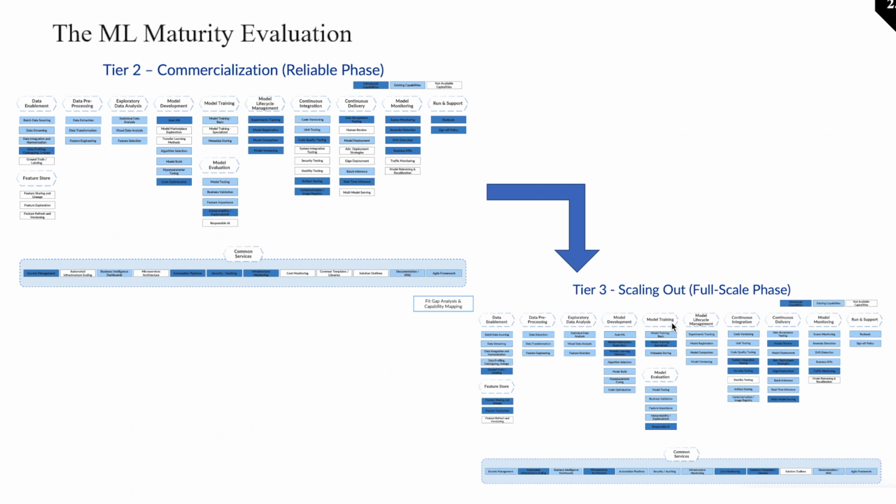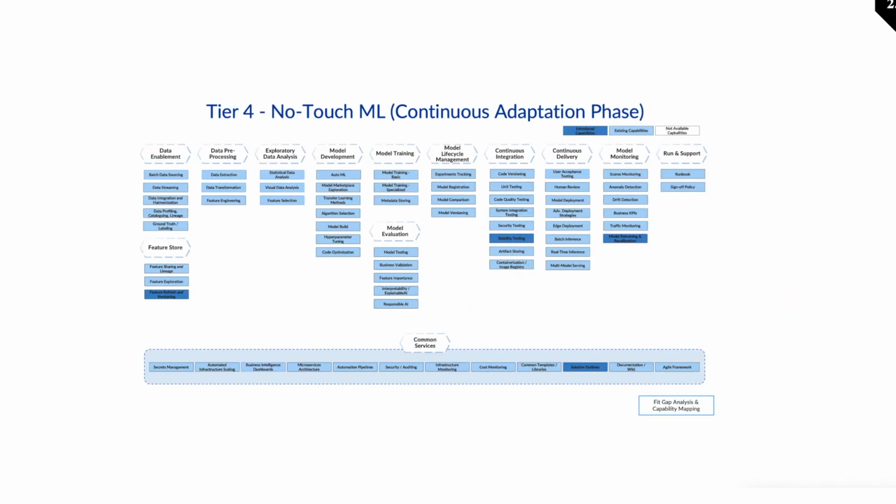So scale out phase is, if you see, a lot of this is done. Probably there's little less automation. We didn't talk about explainability and reliability and bias and fairness of the models, but on the whole, the model works. So all of that becomes a scaled out phase. And then finally, it's a no-touch ML phase, right?